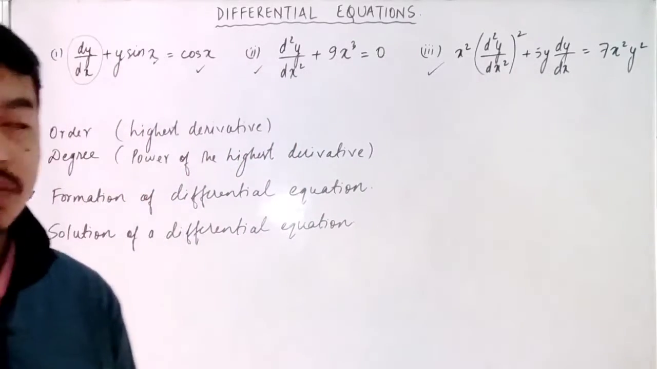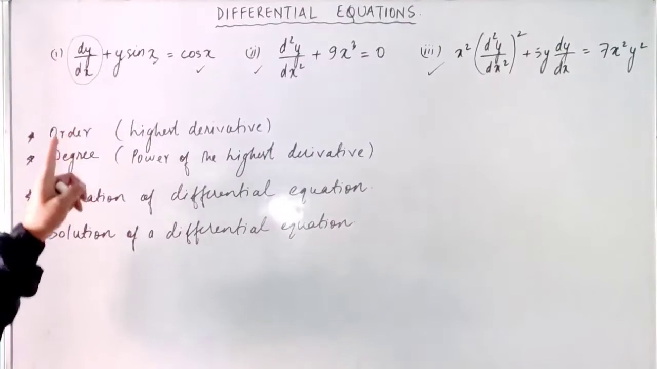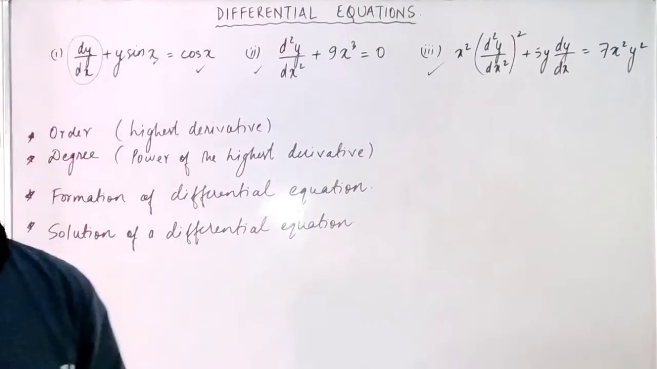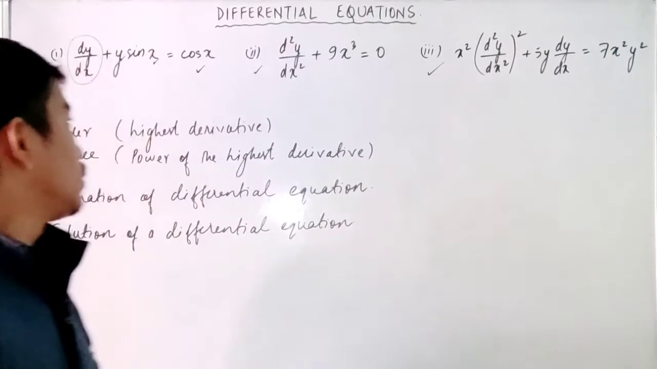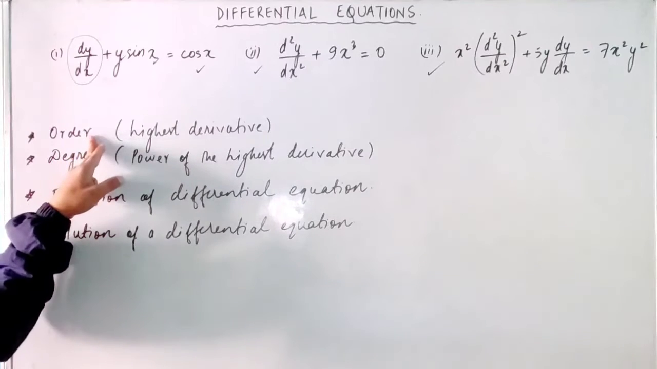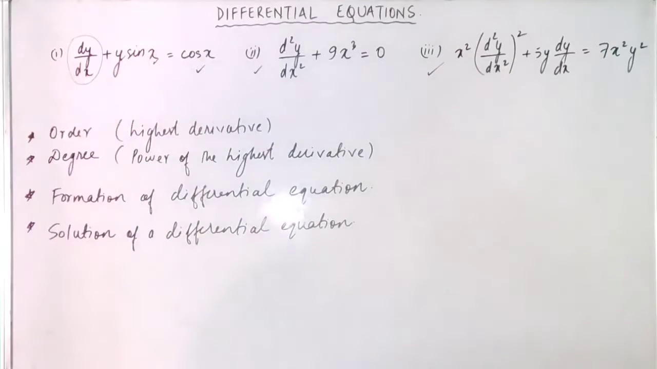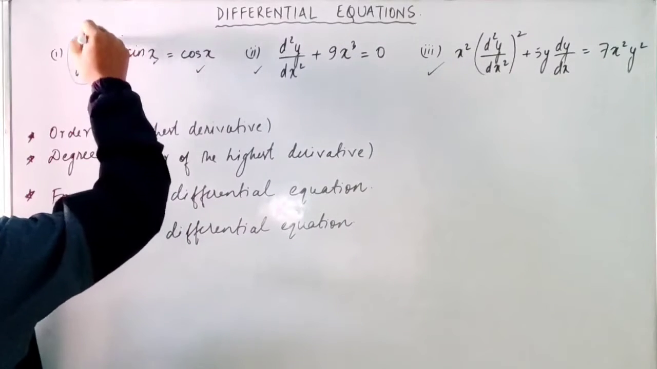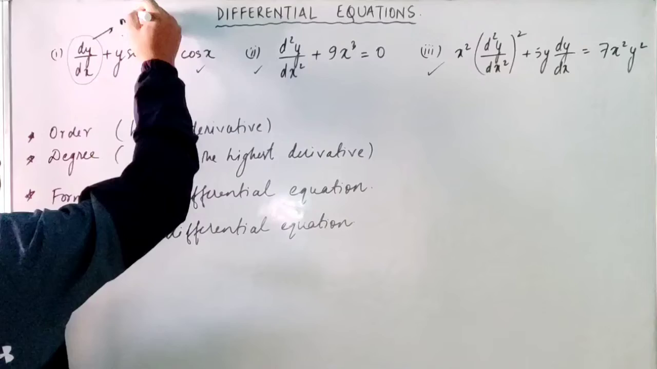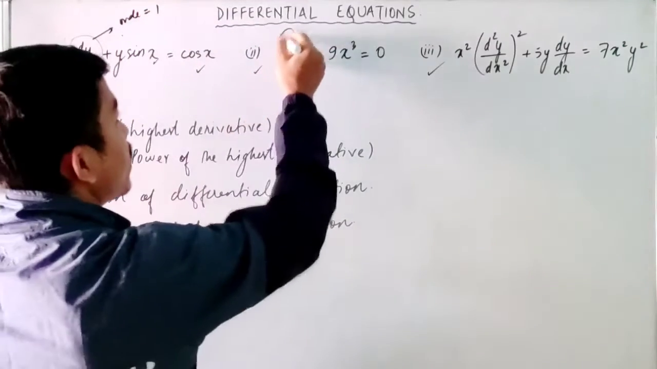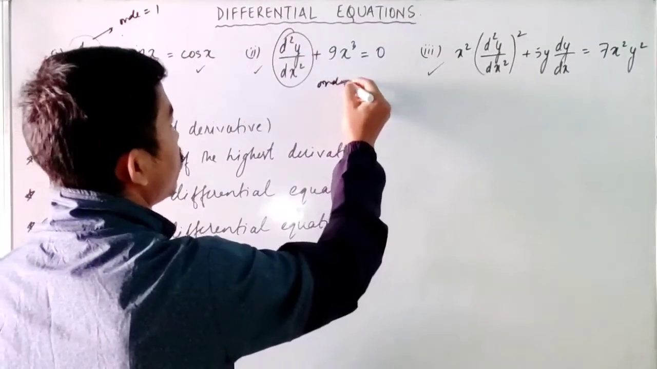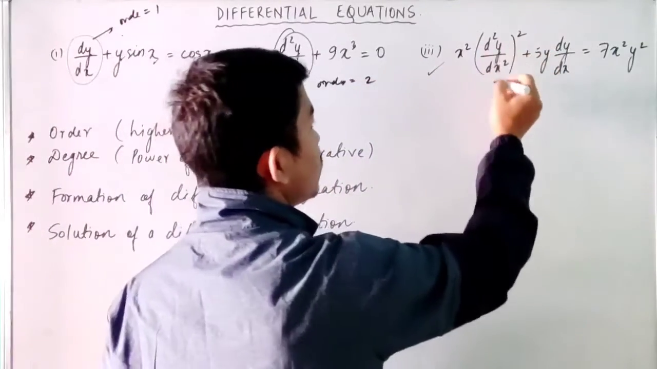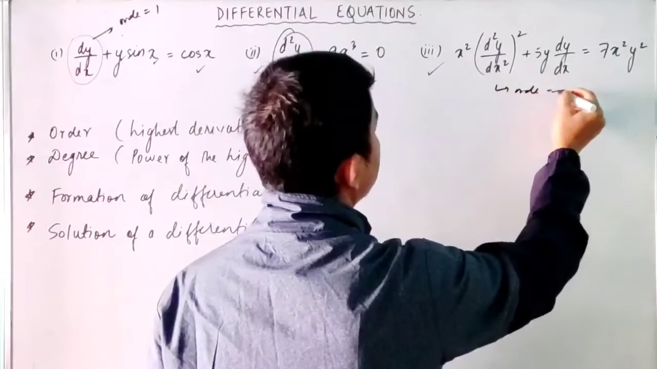Now coming to the order and the degree of a differential equation, you will be asked to write down the order and the degree. Very simple: the order of the differential equation is the highest derivative involved in that expression. In the first one, what is the highest order derivative? It is the first order derivative, so the order is equal to 1. In this we have the second order derivative, so the order is equal to 2. And here also the highest order derivative is the second order, so the order here is also equal to 2.